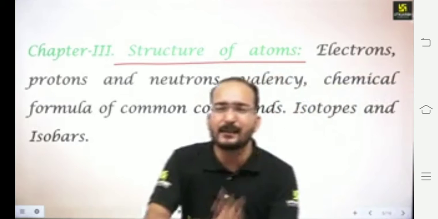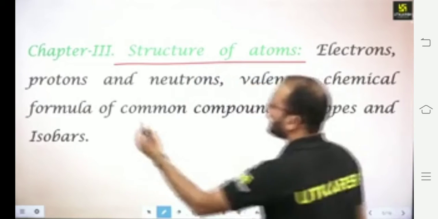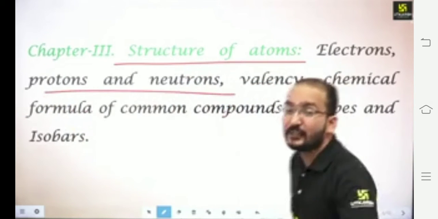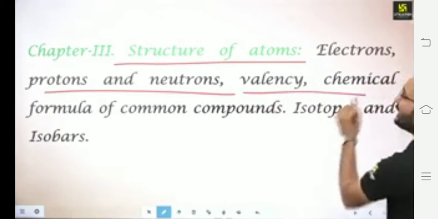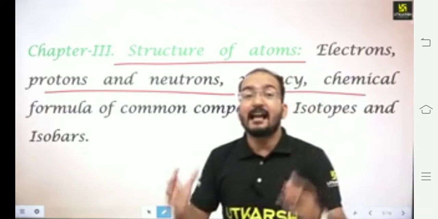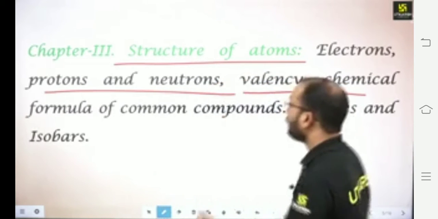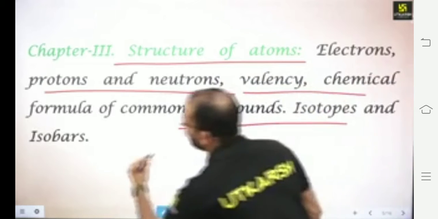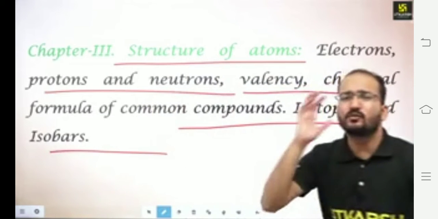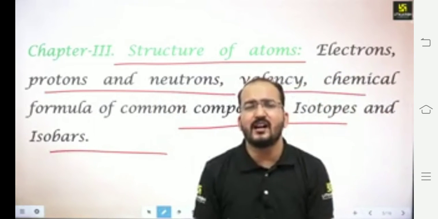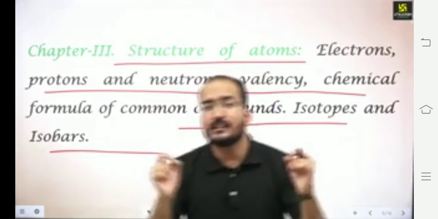In structure of atom, I can simply say that we are going to study about protons and neutrons. We are going to study about valency, chemical formula of compounds, and isotopes and isobars. So all these topics are to be covered in this particular chapter.